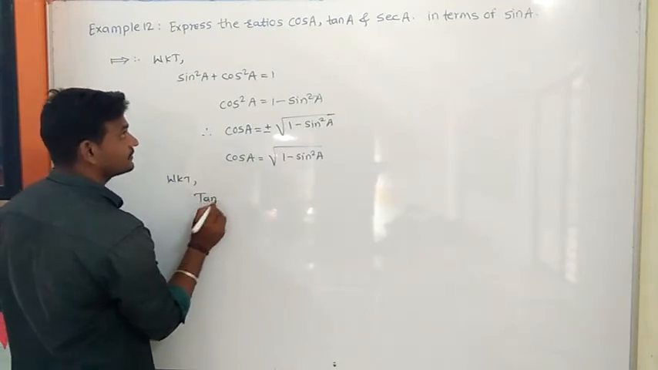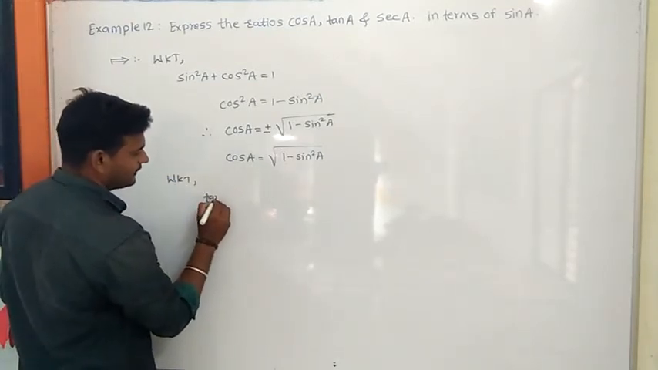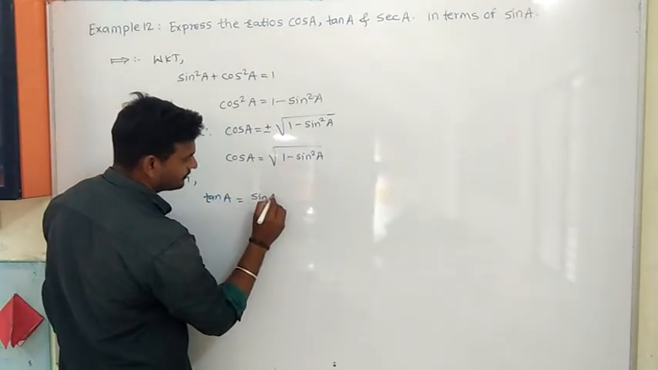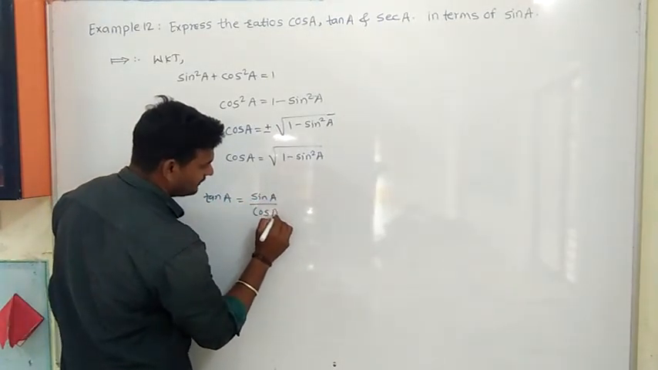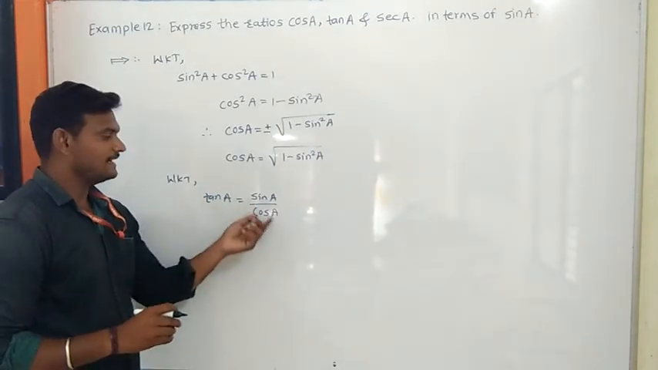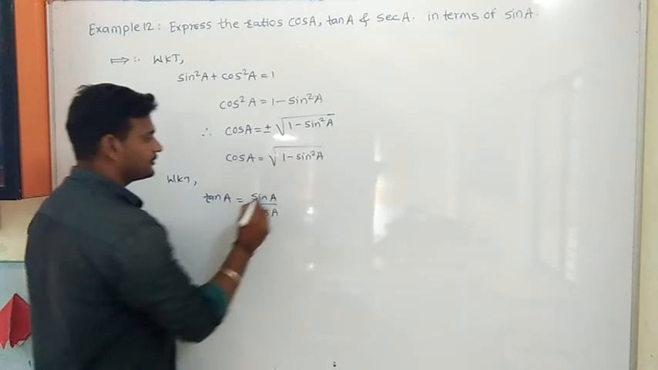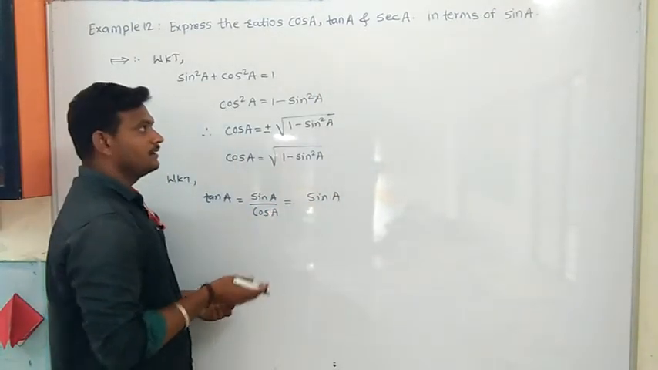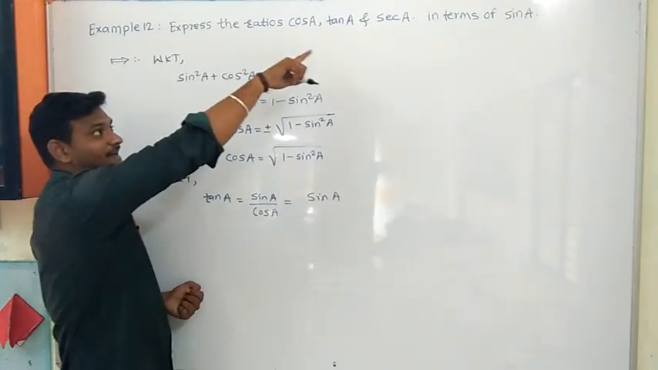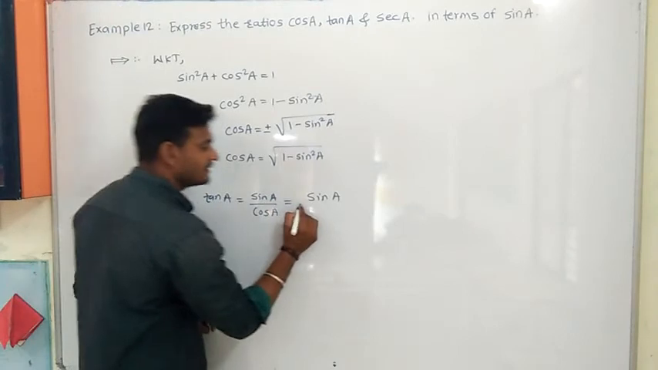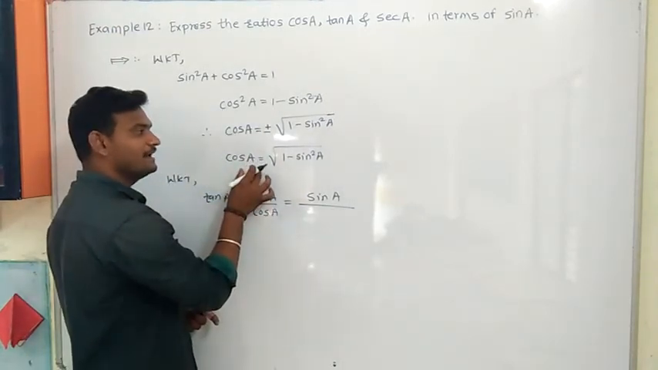tan A is equal to sin A upon cos A. We know this tan A is nothing but it is a ratio of sin and cos. Sin A upon cos A is equal to sin A as it is, because we want tan A in the terms of sin A. Therefore, keep sin A as it is, divided by cos A. Cos A value we got here.